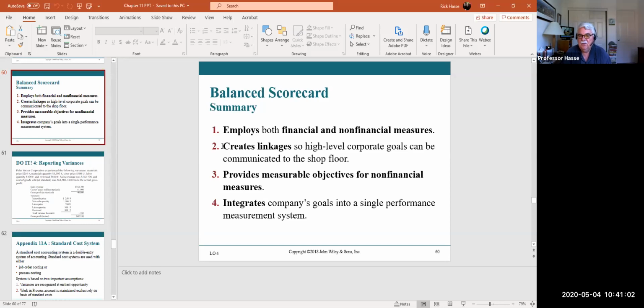It provides measurable objectives for non-financial measures. And it asks, do we have a loyal employee workforce? Are our customers being taken care of? Are our processes of getting information correct? And it integrates these company goals into a single performance measurement system. In other words, if a company's doing all things right, the company will be making profits, they'll be retaining customers, they will be having loyal employees, and their systems of managing all these will be correct.